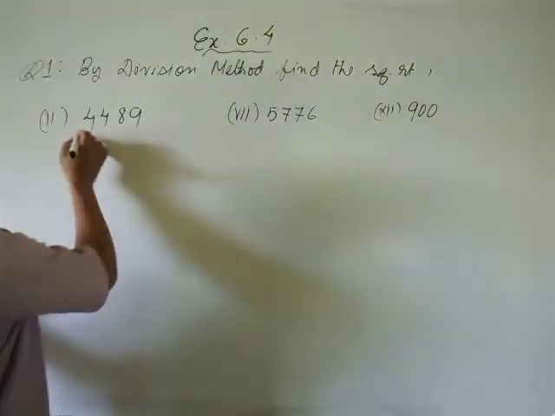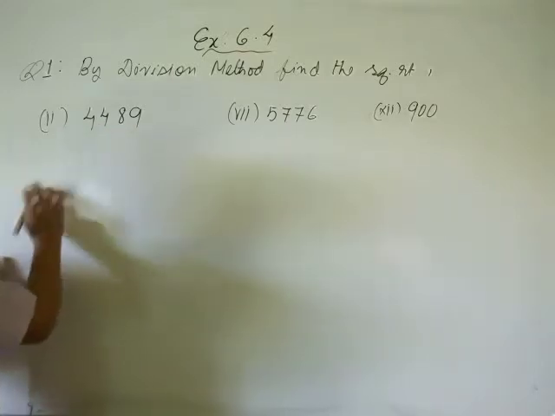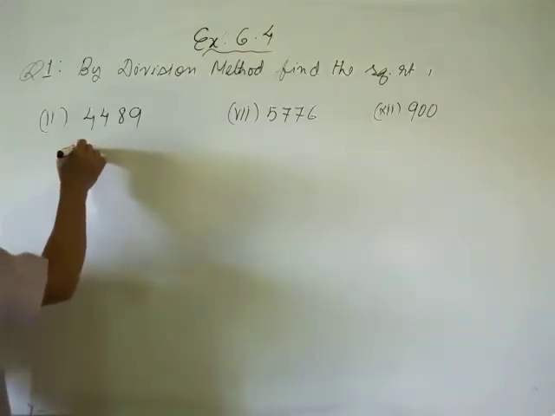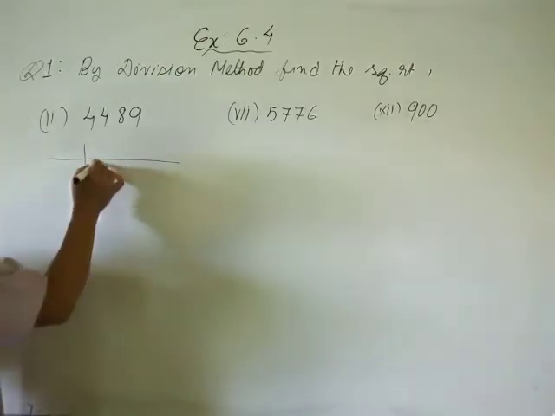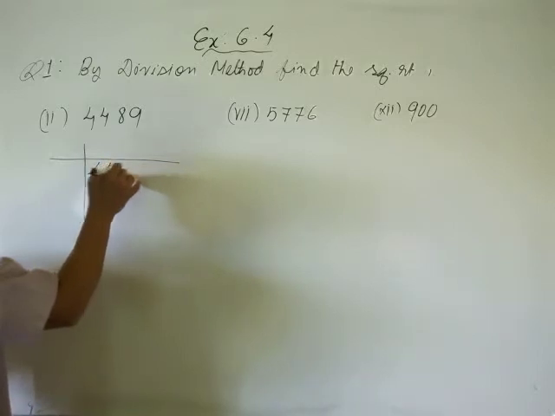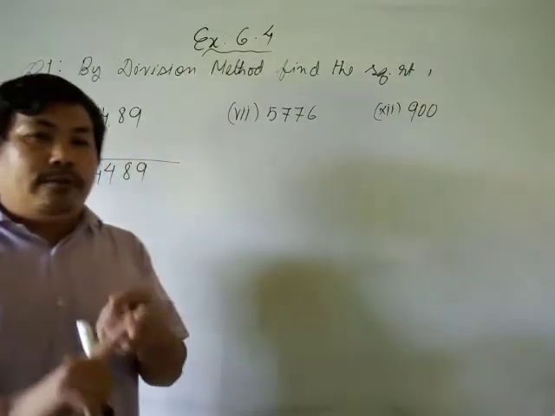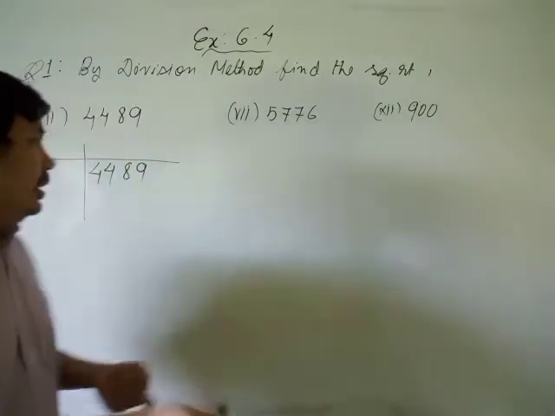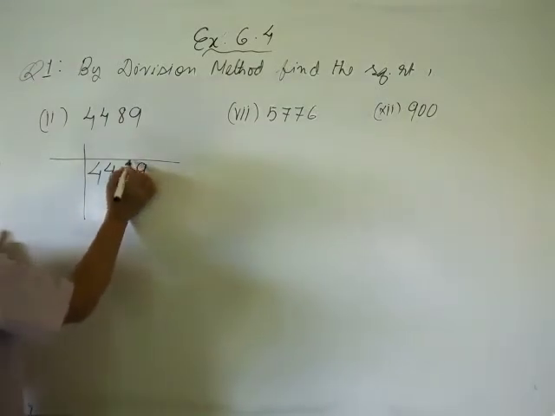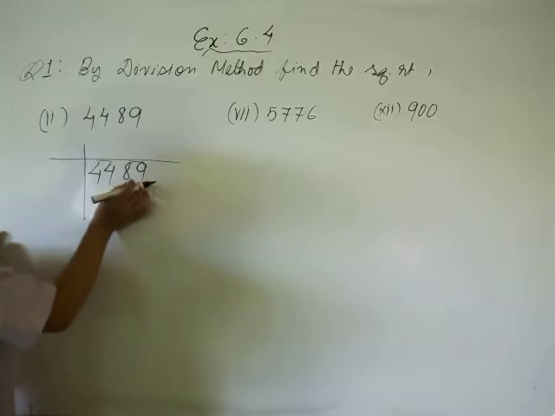Roman number 2, we have 4,489. For that we have to use the division method. How do we do that? Put the bars over 4, 4, 8, 9. First we have to group, or pair, the numbers, starting from the right side. So 9 and 8 we pair, and 4 and 4 also we pair.